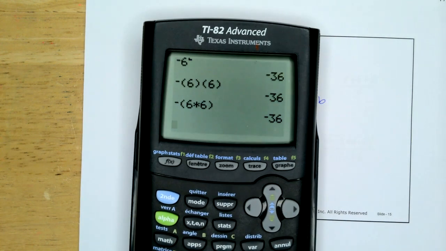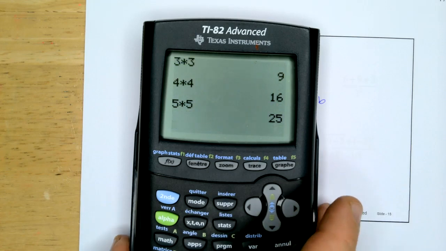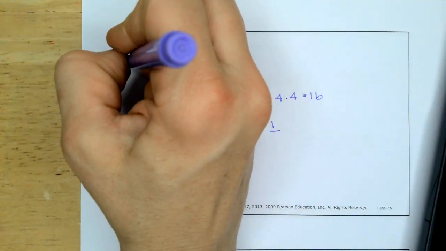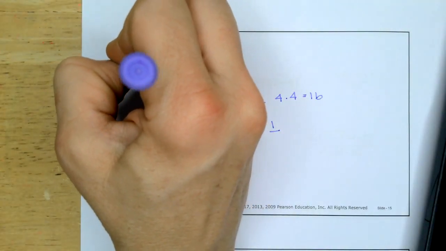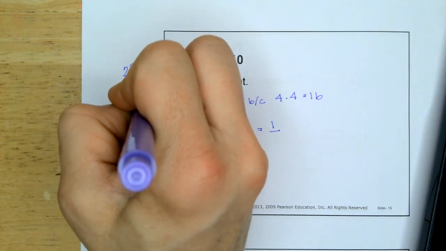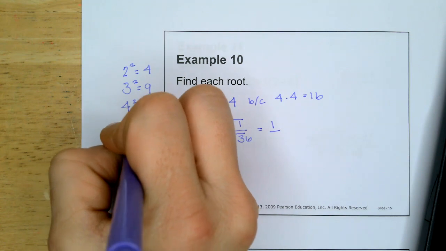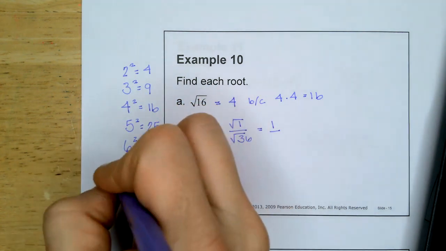It's helpful to just learn these. Well, we know it's 36. 2 squared is 4. 3 squared is 9. 4 squared is 16. 5 squared is 25. So it's nice to just kind of memorize perfect squares. 2 squared is 4. 3 squared is 9. 4 squared is 16. 5 squared is 25. 6 squared is 36. You can Google it if you want.